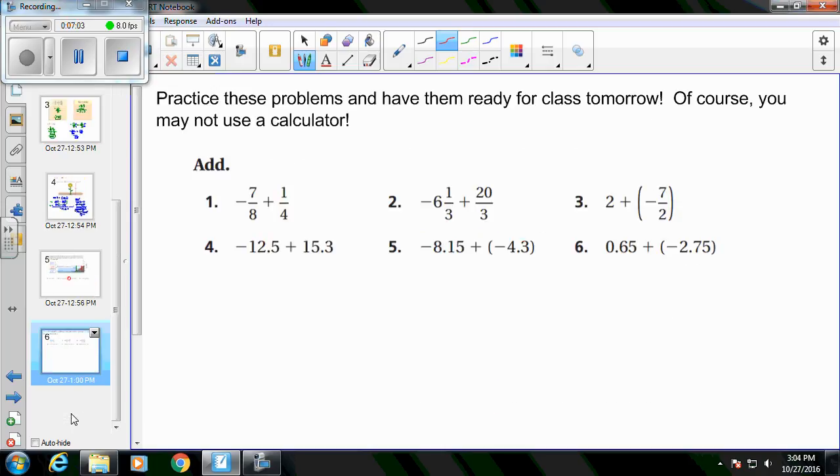Now, here's what I want you to do on this. I want you to practice these problems and have them ready for class tomorrow. Of course, you may not use a calculator. And you're going to have to do the work underneath or on the back of the page. Okay, don't try and cram them all in close together.